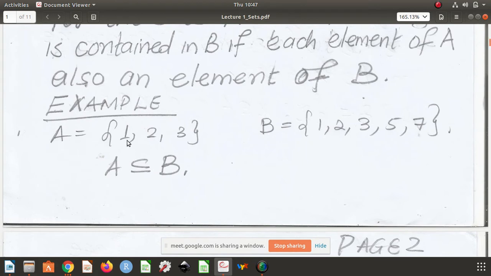So every element you see in A also appears in the set B. You can see 1 appears here, it also appears here. 2 appears here, the same, and so for 3. So all the elements in the set A appear in the set B, and therefore we can say A is contained in B. So this is the notation we use for A is contained in B. So this means A is contained in B.